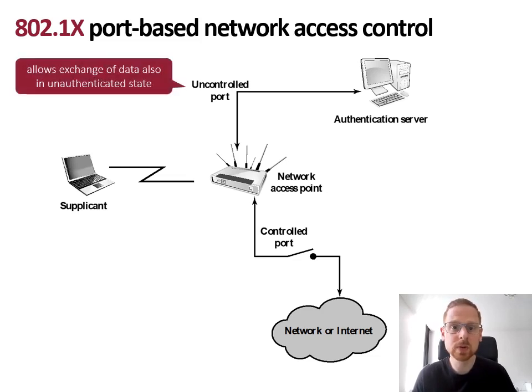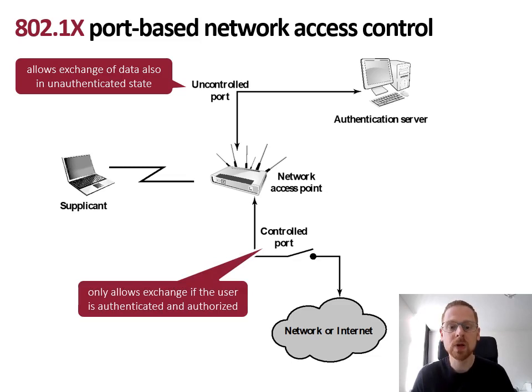An uncontrolled port allows exchange of data between the supplicant and the authentication server regardless of the authenticated state. This means that control messages and messages of the authentication exchange, such as EAP protocol messages, are always allowed into the network by the network access point. But only once the authenticator has authenticated the supplicant, the controlled ports are opened, allowing exchange of actual data traffic between the external supplicant and the internal system or network.